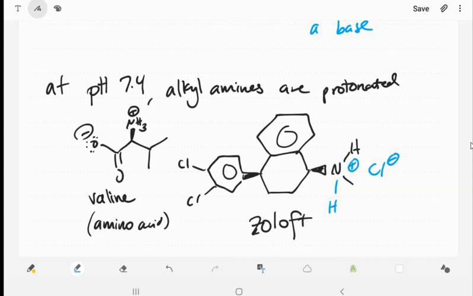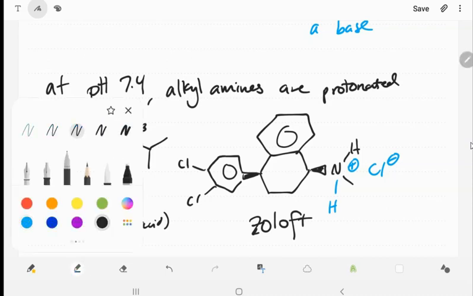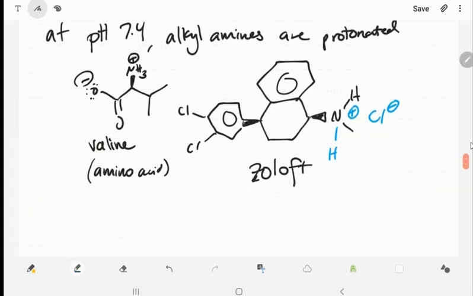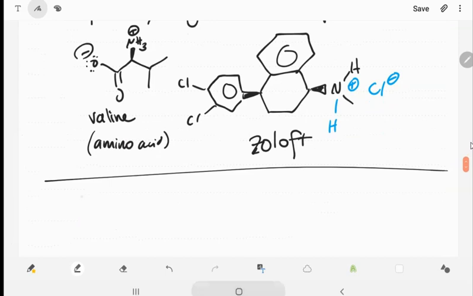Some biological warfare agents are also amines, but we won't worry about that. All right, let's talk about how to make them. How to make amines.